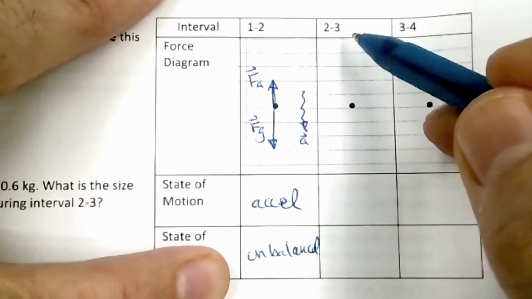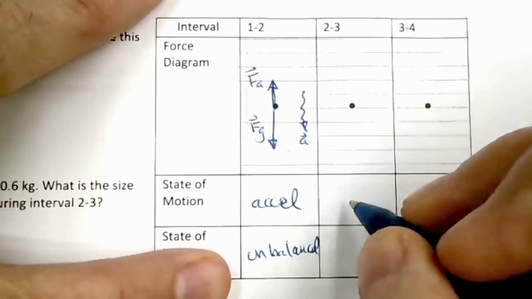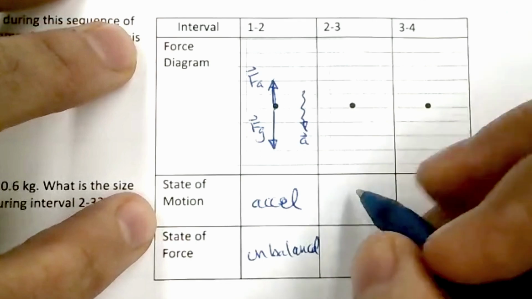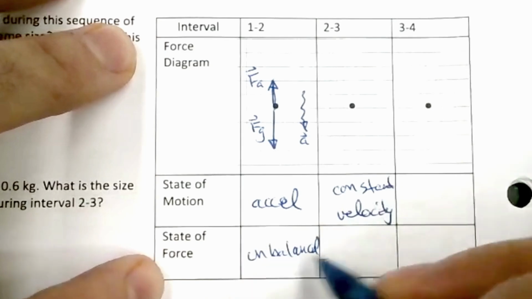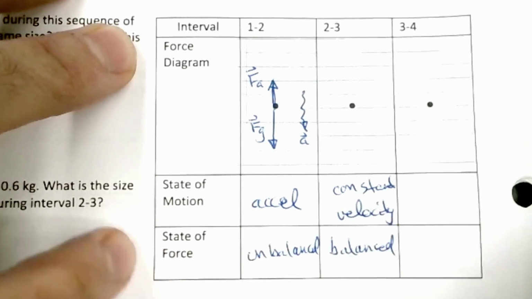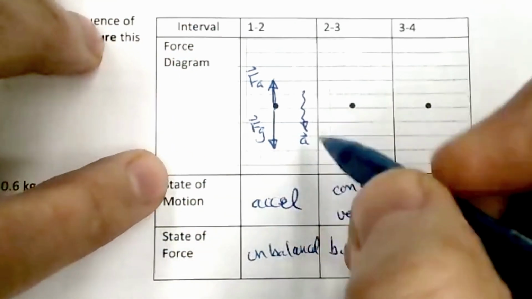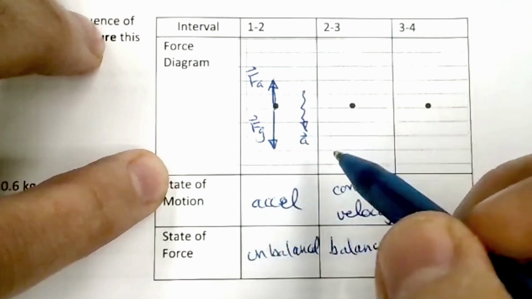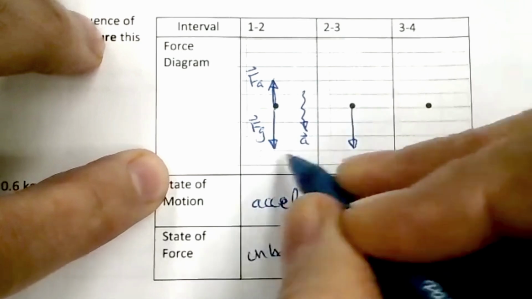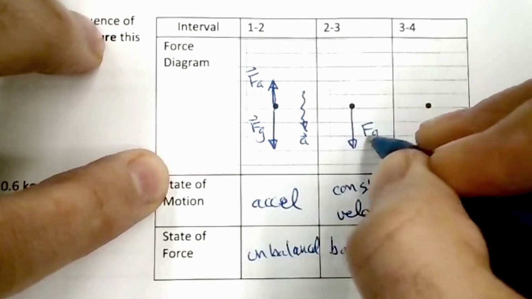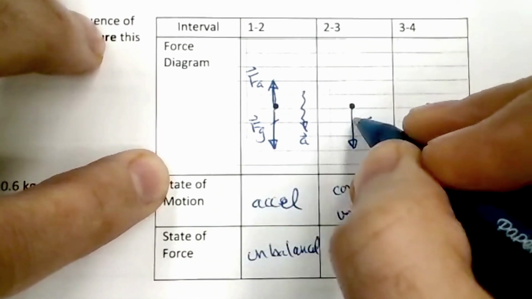Let's take a look at the next interval. The book is now moving with a constant velocity, and so we want to draw the new force diagram. So, state of motion, constant velocity. That means the state of force is balanced. If we think about what changes going from one force diagram to the other, the mass of the object did not change. And so we want to do our best here to show that these two force of gravity vectors are the same size.